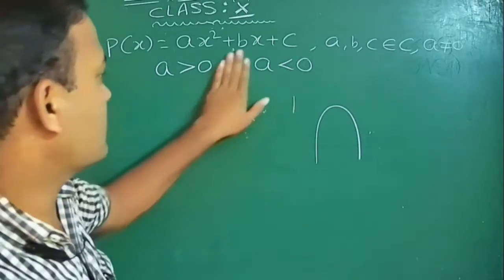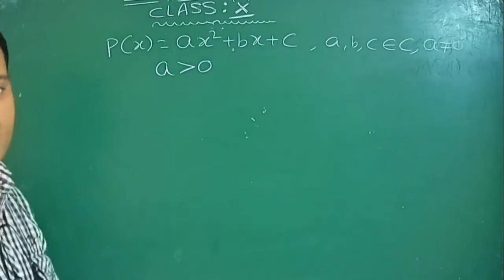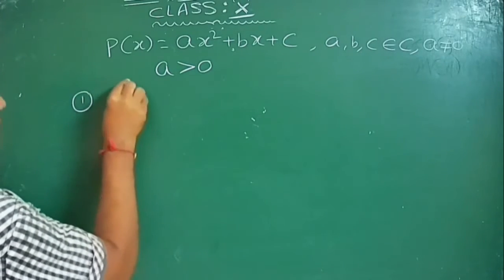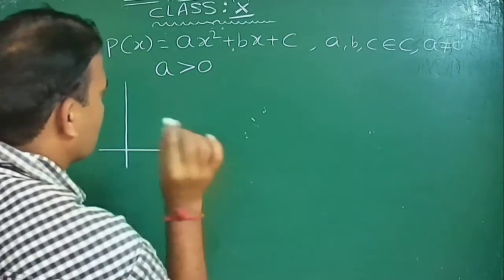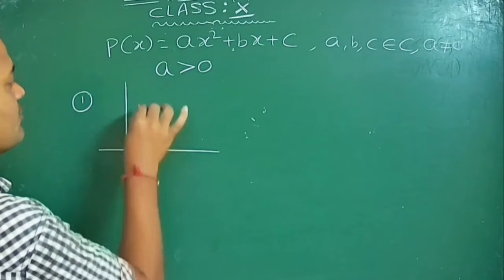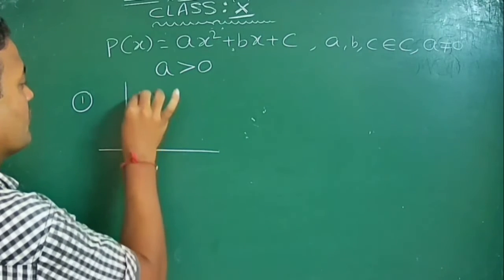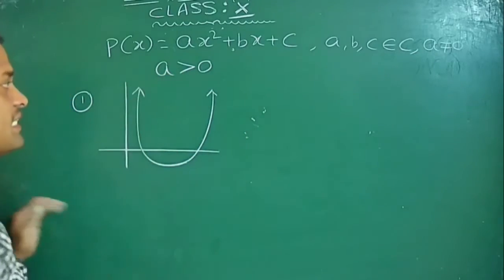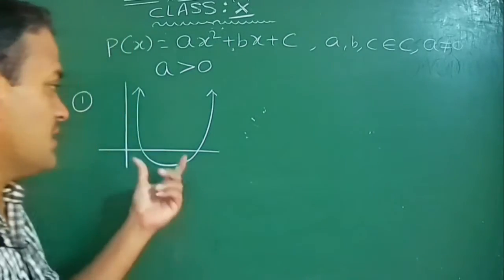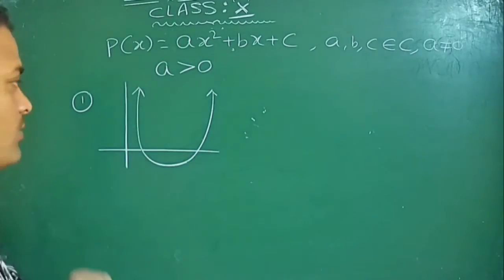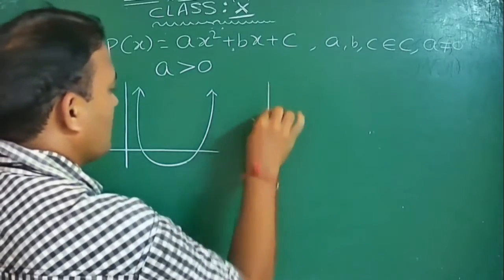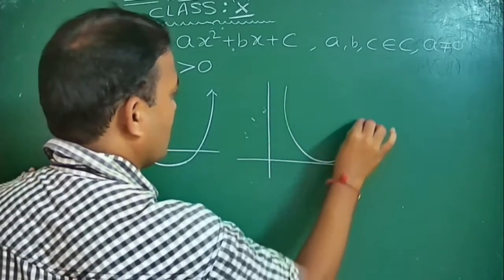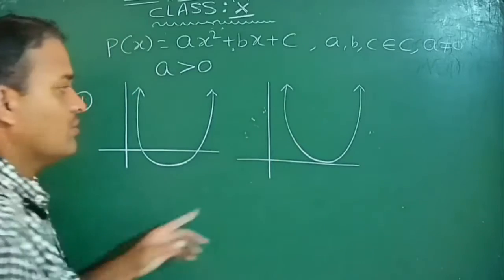Suppose a is greater than 0, so what type of graphs will come? First of all, if a is greater than 0, the parabola will come in the upward direction. If a is greater than 0, the parabola will open upwards. Similarly, one more model, if a is greater than 0, the parabola will come.